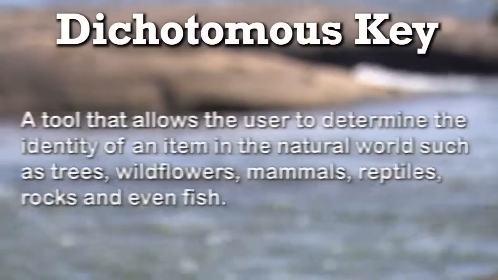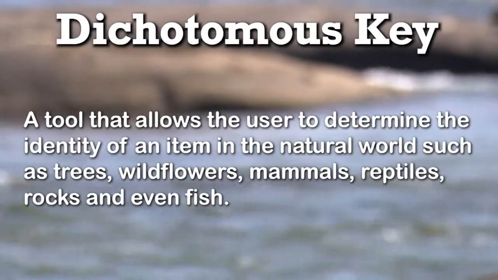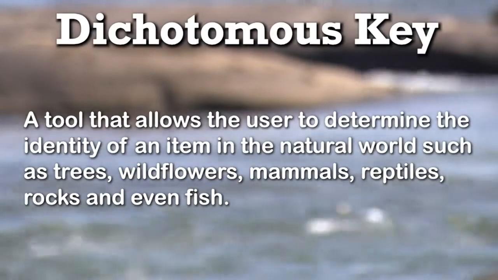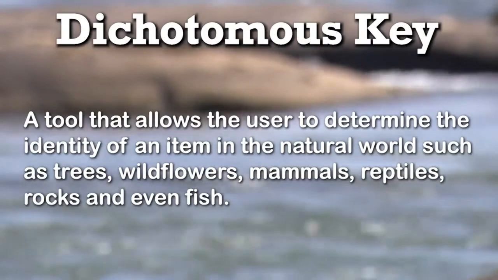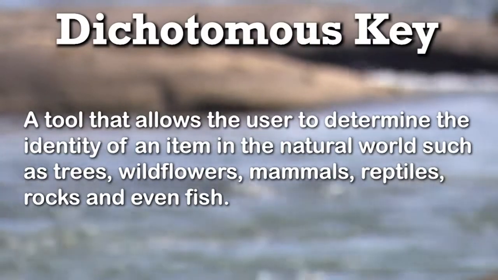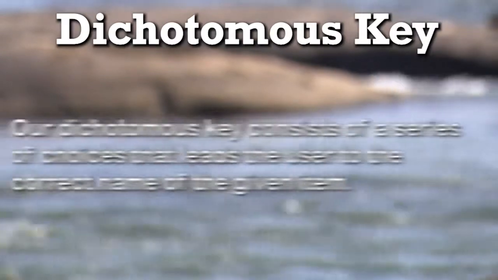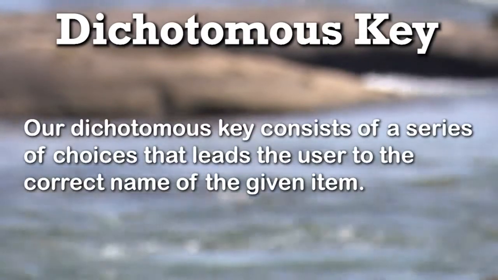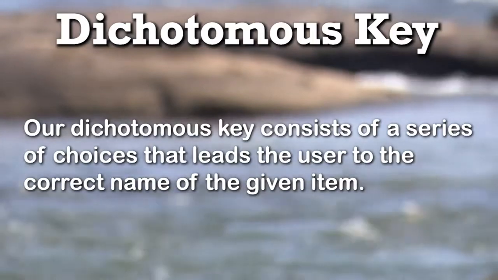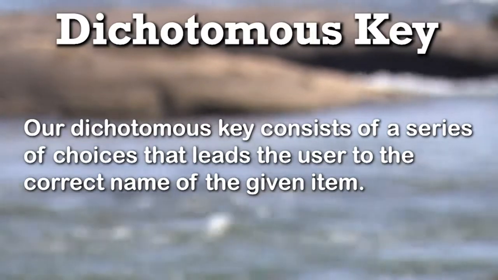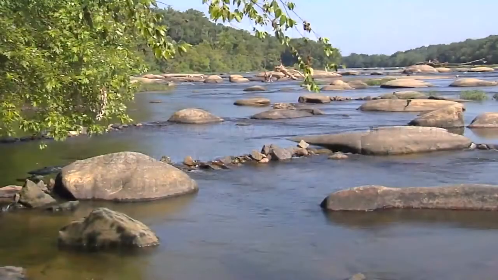I'm here to provide you a couple of the key terms that we're going to be using as we identify our macroinvertebrates. A dichotomous key is a tool that allows the user to determine the identity of an item in the natural world, such as trees, wildflowers, mammals, reptiles, rocks, and even fish. Our dichotomous key consists of a series of choices that leads the user to the correct name of the given item.